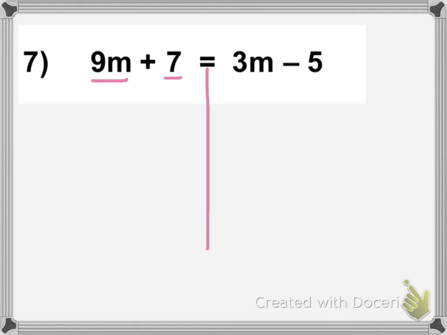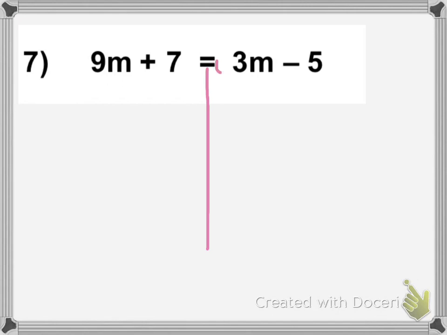9m and 7m, those aren't like terms, so the left side can't be combined any further or simplified any further. Same with the right side, I got a variable term and a constant. Those cannot be combined because they're not like, so step 2 I don't have to do. Step 3, move all my variable terms to one side. If you guys want to make sure all the m's are on the left, then that 3m we've got to move over to the left.